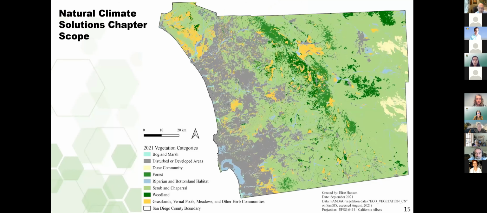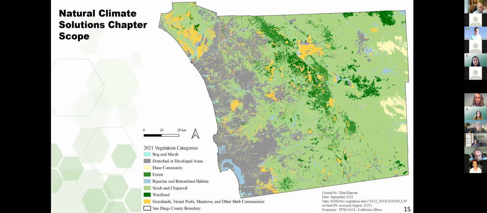To investigate regional natural climate solutions, the chapter used the 2021 vegetation classification from SANGIS shown in this map. The San Diego region is scrub dominated. This map shows the extent of scrub and chaparral vegetation in light green, which is approximately 59% of the region. Forests are in dark green, woodlands in a medium shade of green, grasslands in yellow-orange, bogs and marshes in bright blue, riparian and bottomlands in light blue, and urban and working areas, or working lands, in gray.